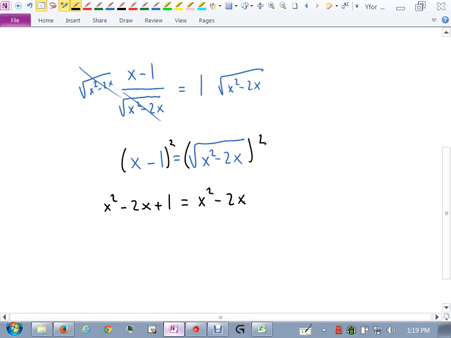And now this is a quadratic equation, so we move everything to one side and try and solve it. So I'm going to subtract x squared and add 2x to both sides. And over here, on the right side, what do I have? 0. On the left side, do you see what happens? You get just 1. So you get 1 equals 0. 1 doesn't equal 0. Which means what? There's no solution.